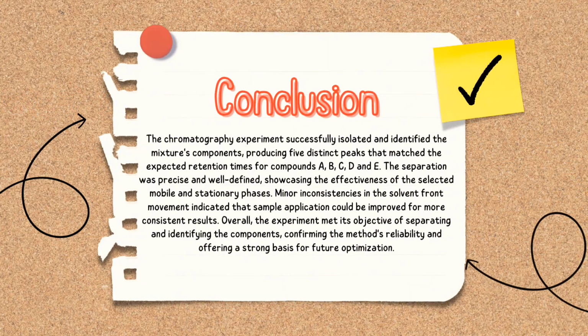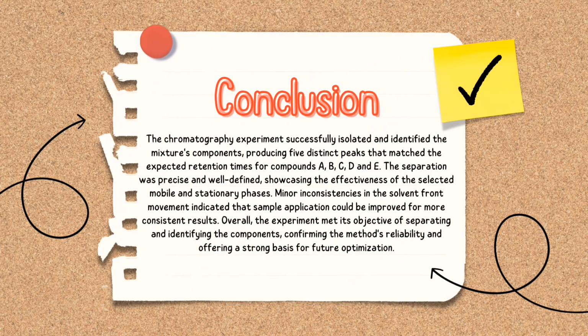In conclusion, the chromatography experiment successfully isolated and identified the mixture's components, producing 5 distinct peaks that match the expected retention times for compounds A, B, C, D, and E. The separation was precise and well-defined, showcasing the effectiveness of the selected mobile and stationary phases. Minor inconsistencies in the solvent front movement indicate that sample application could be improved for more consistent results.